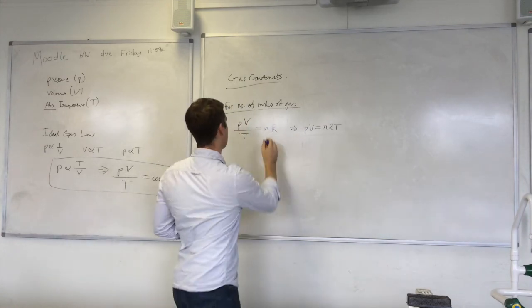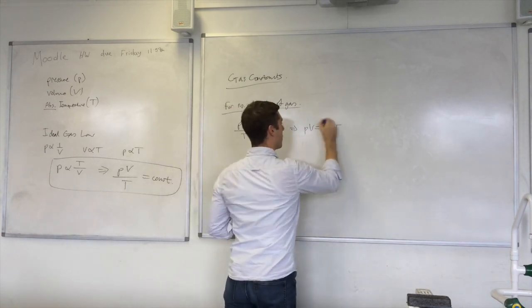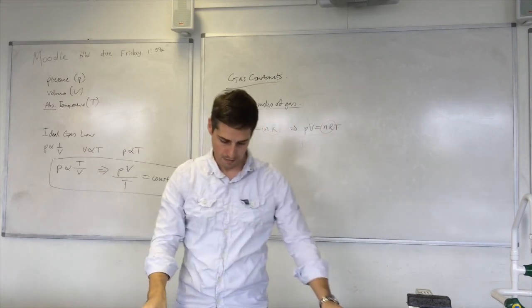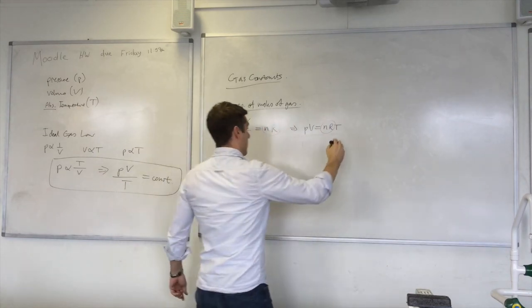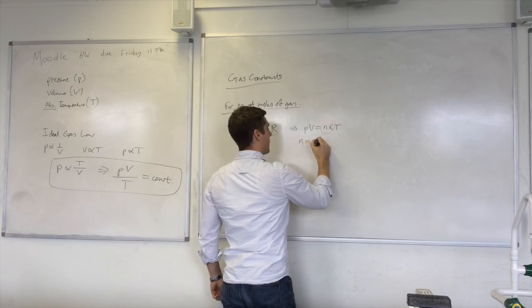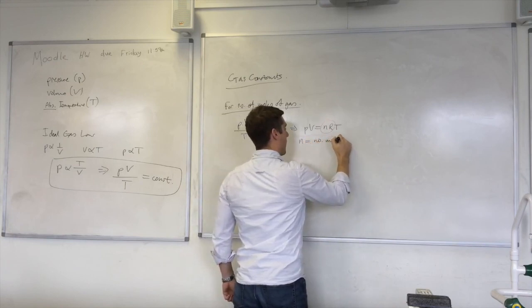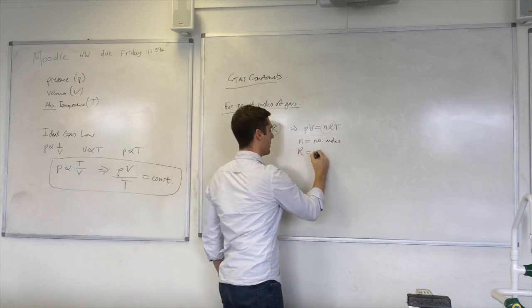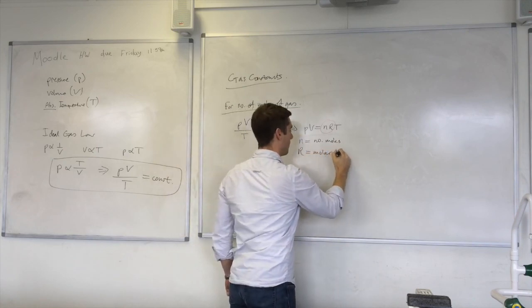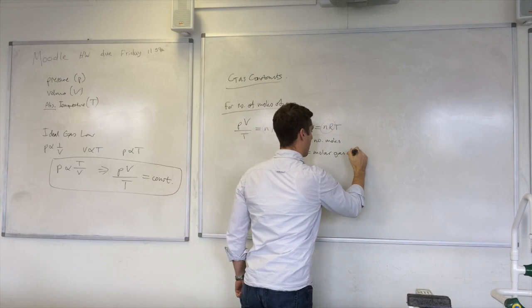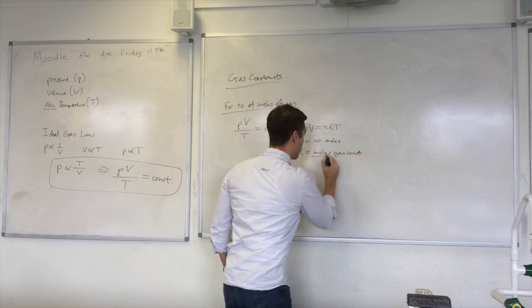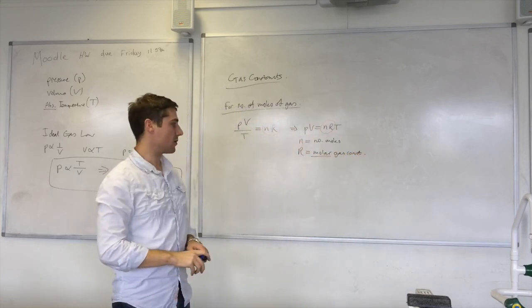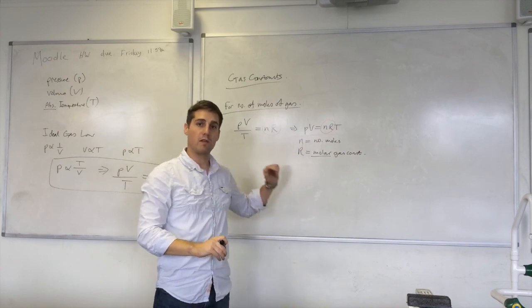So we have these terms in the equation here. n, that's the number of moles of gas that you have. R is the molar gas constant. That value is on the data sheet.